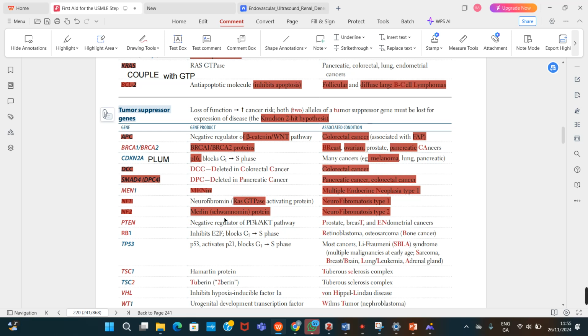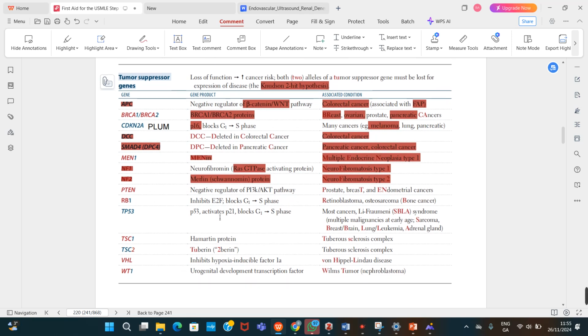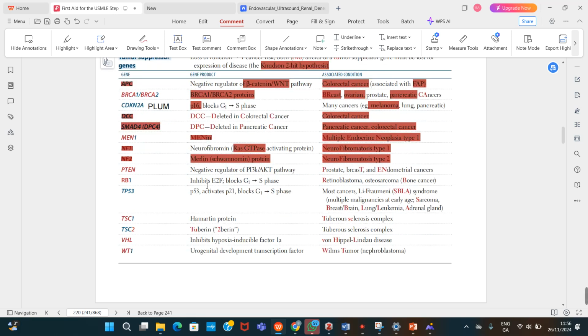Now, where is the problem with Merlin? That means that E-cadherin cannot function, because E-cadherin needs NF2. E-cadherin needs Merlin. So if you have a loss of function mutation of Merlin, E-cadherin is lost, and there's loss of contact inhibition, meaning there's what? Malignancy. Do you understand? Okay.